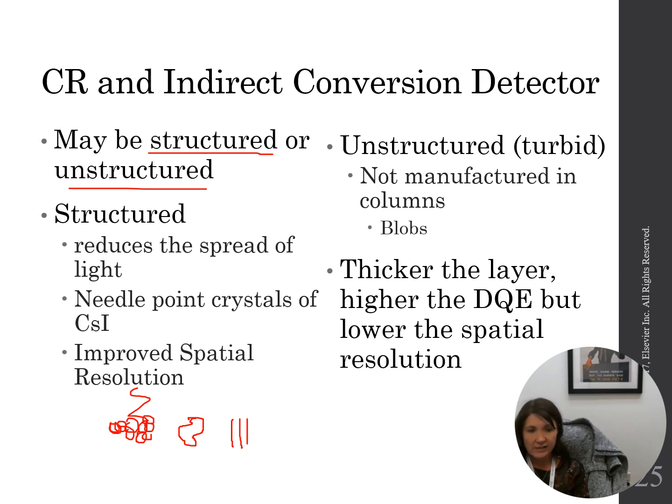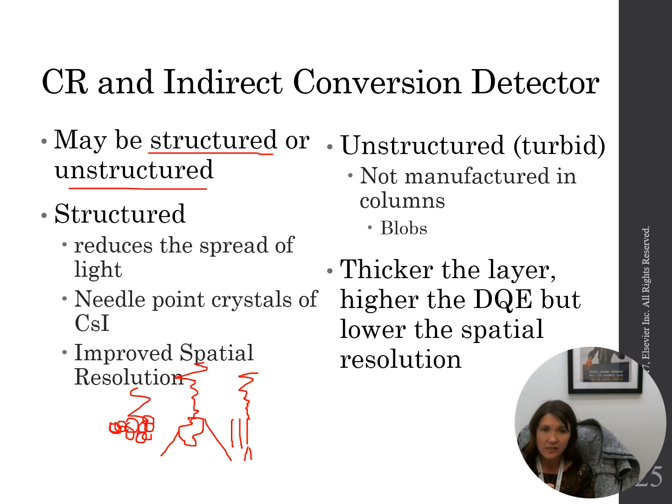So we notice if we have a photon come in, it hits this unstructured or blob form of, say, cesium iodide, it is going to create a more divergent light. That's going to cause a reduction in our spatial resolution. Same light, the photon comes in, hits one of these structured scintillators, it's going to produce a much narrower light, leading to less dispersion of that light and improved spatial resolution. So that's our difference between structured versus unstructured.